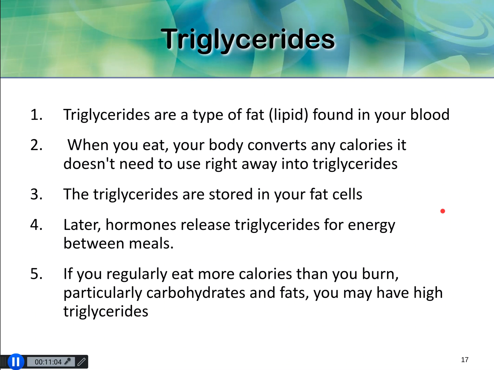So again, the triglycerides are a type of lipid found in the blood that your body converts those calories into, the ones it hasn't used, and then those are stored in the fat cells. And then hormones release the triglycerides for energy between meals. So if you regularly are eating more calories than your body's burning, particularly carbohydrates and fats, you're going to have high triglycerides because they're going to get stored in that form.